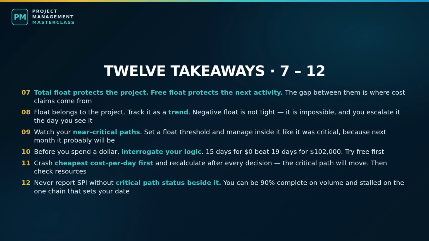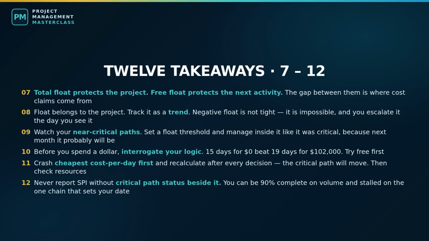10. Before you spend $1 on compression, interrogate your logic. On our project, breaking 2 discretionary dependencies bought 15 days for nothing, while crashing bought 19 days for $102,000. Try free first. 11. When you crash, go cheapest cost per day first, and recalculate after every decision, because crashing consumes float elsewhere and the critical path will move. Then check resources, because compression creates resource conflicts.